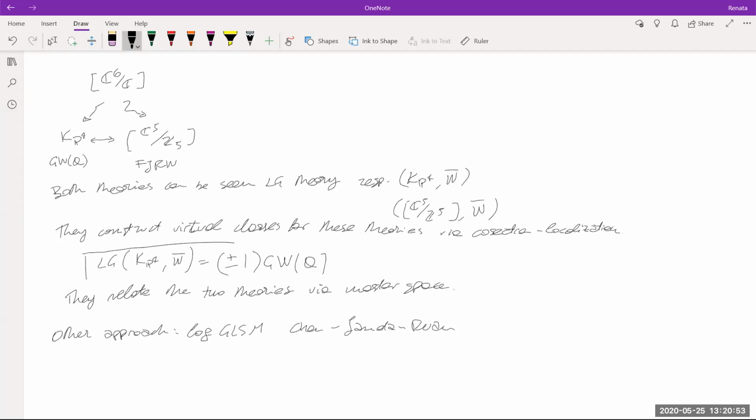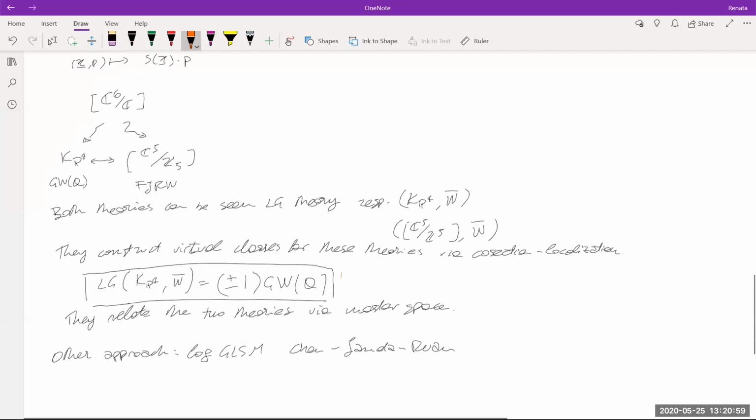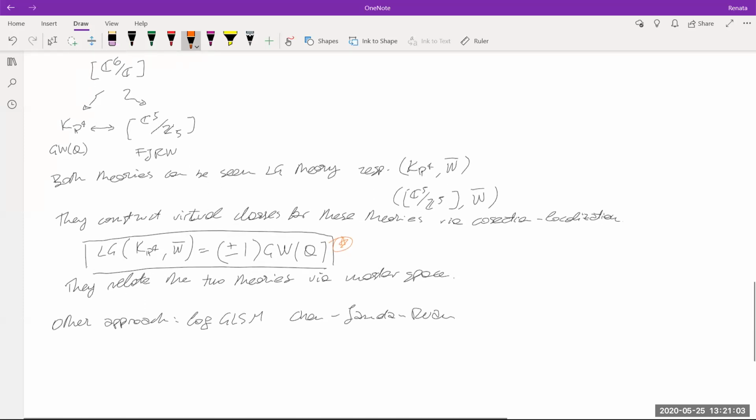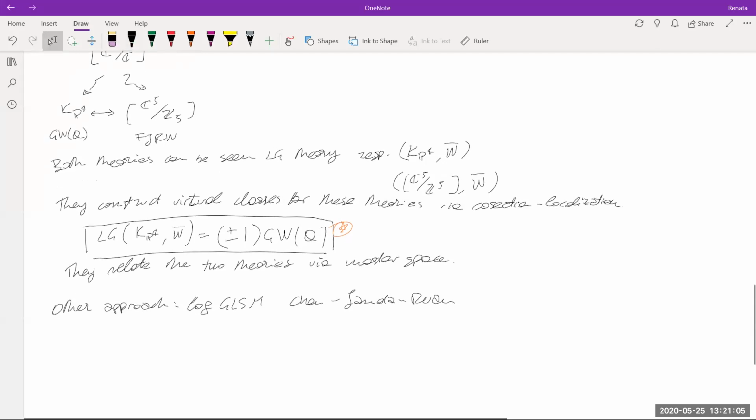So this is the part of the story that's interesting for me. Maybe I'll use orange. This Landau-Ginzburg theory of KP4 is what's called the theory of stable maps with P fields. So this is stable maps with P fields. So this is where it comes from.